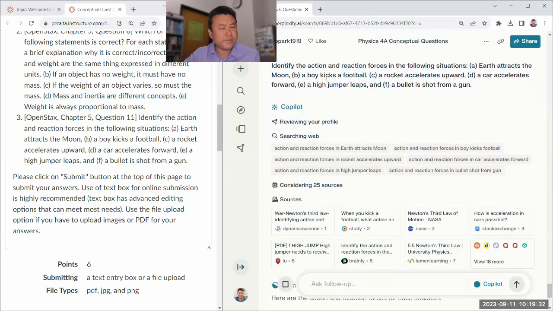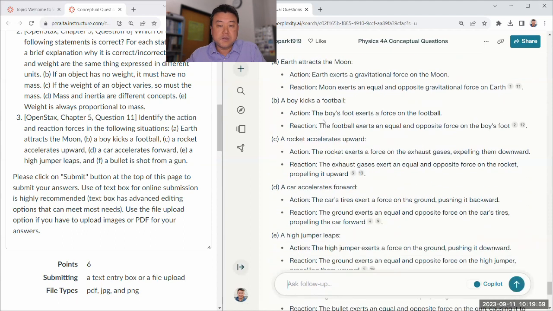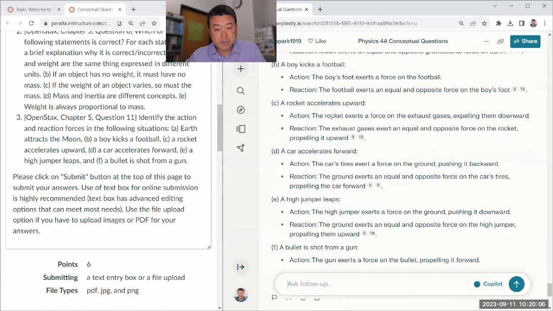So, one thing to be mindful of when you're identifying action-reaction forces is that you should be identifying a pair of forces that occur simultaneously, not in a cause and effect kind of way. So, Earth attracts the Moon, and that's the action force, and the reaction force is equal, meaning equal in magnitude, opposite meaning opposite in direction. Boy kicks the football. Foot exerts a force on the football, right? Football exerts an equal and opposite force on the foot, that's correct.